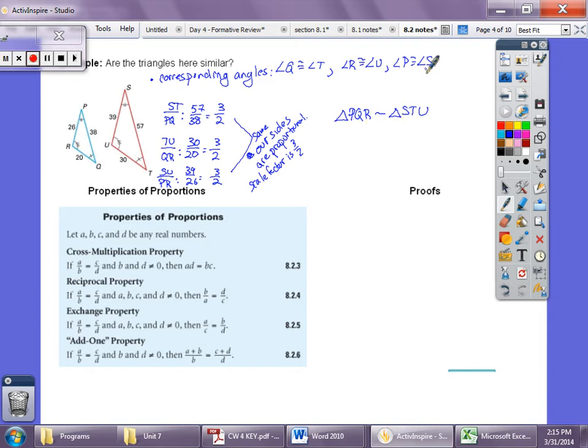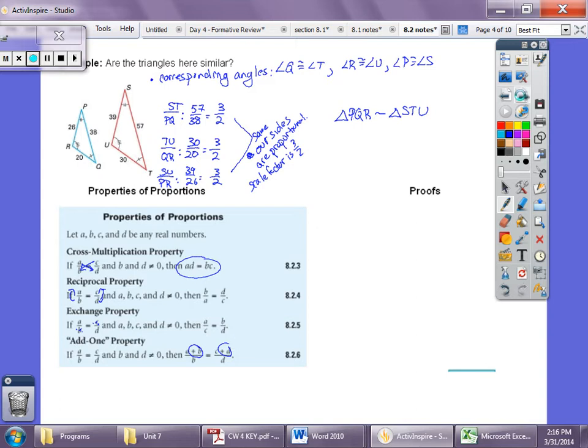So some of our properties for proportions, the cross multiplication property. If you cross multiply A times D, B times C, it'll give you this. Reciprocal property, what we can do is flip these, so B over A and C over D, we flip them. The exchange property, so we exchange the B and the C here. And then the last one, add one property, so we can add something to both of the numerators as long as we do it to both sides. So these are just a few of the properties with proportions that we'll be working with.